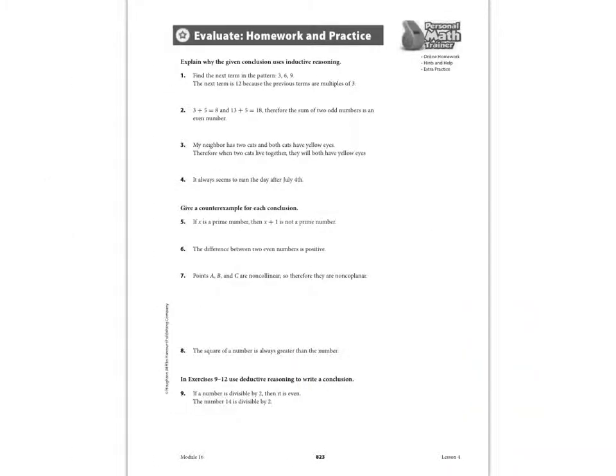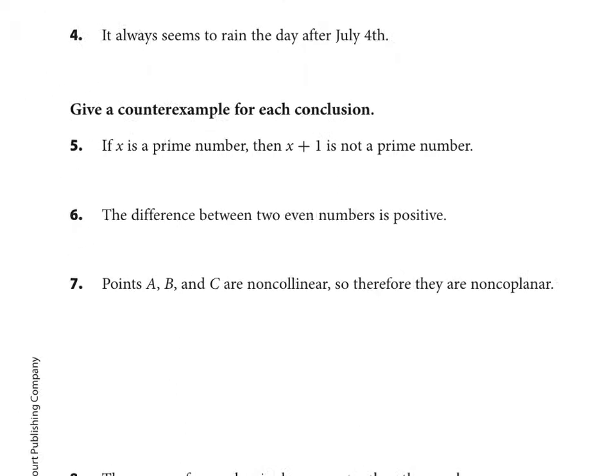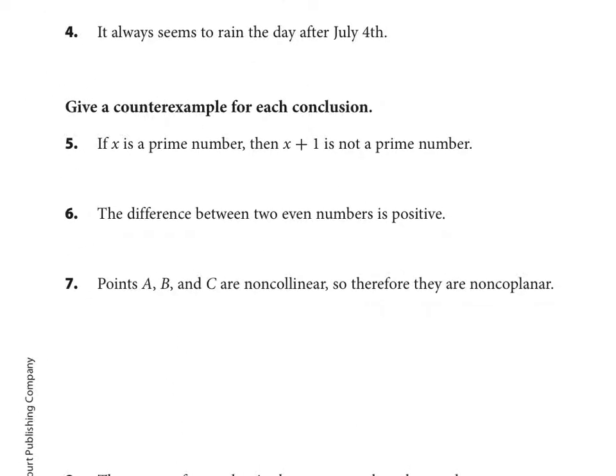I'm going to take a look at one of your assignment problems just to get you started here. On page 823, number 5, we're going to give a counterexample for each conclusion. So if x is a prime number, that means this is our hypothesis, remember. Then x plus 1 is not a prime number. So we want a prime number where if we add 1 to it, it's not a prime number.